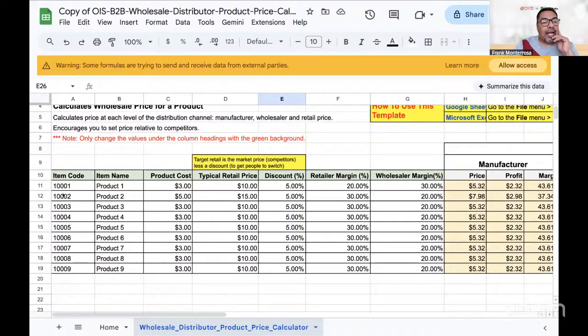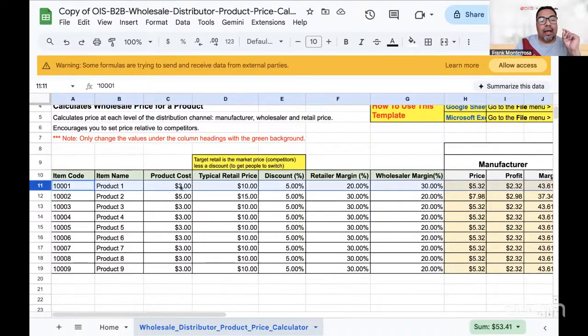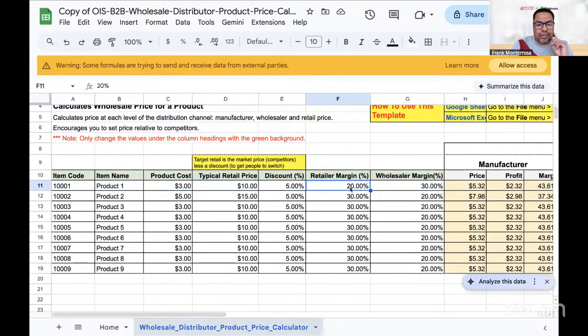So in this case, take a look at this. In product number one, you already know the cost, right? If it is $3 and the retail price is $10, you consider a 5% discount, and you say, look, the retailer margin, remember, the retailer is the one who sells the product to the final consumer. So I'm going to consider a 30% margin to the retailer in order to have the right incentive to sell more.